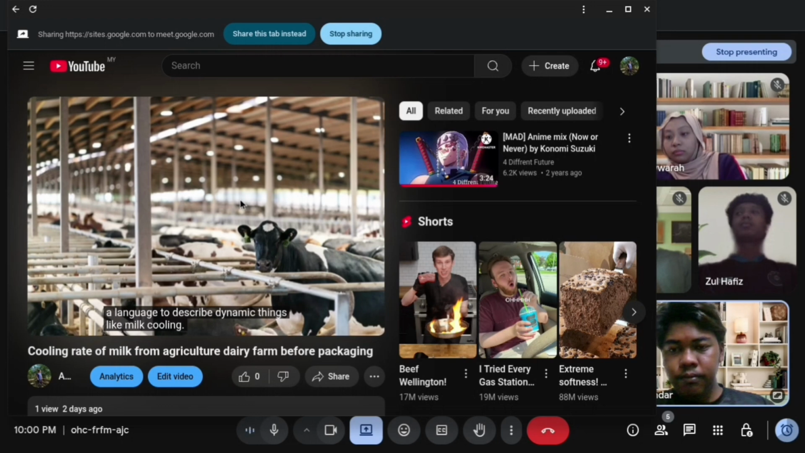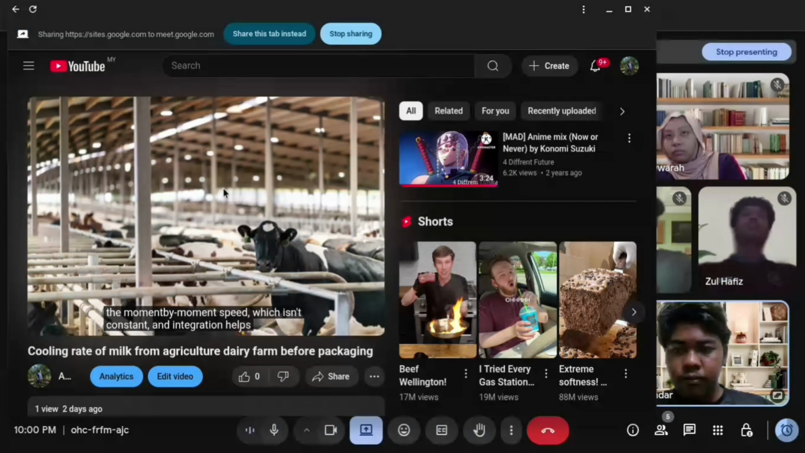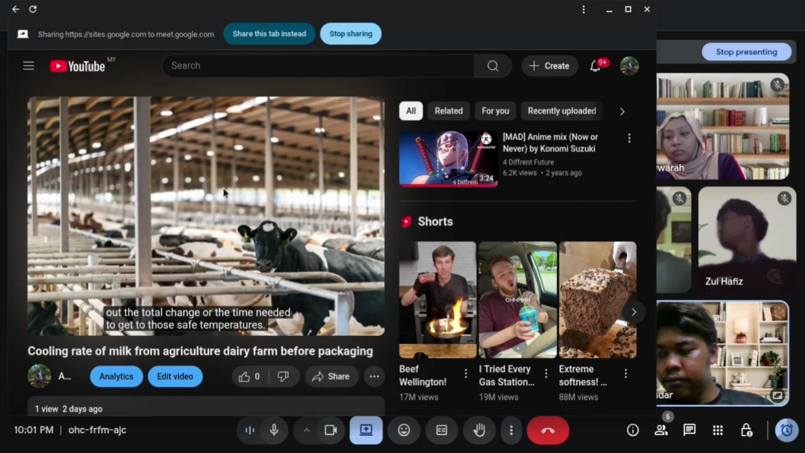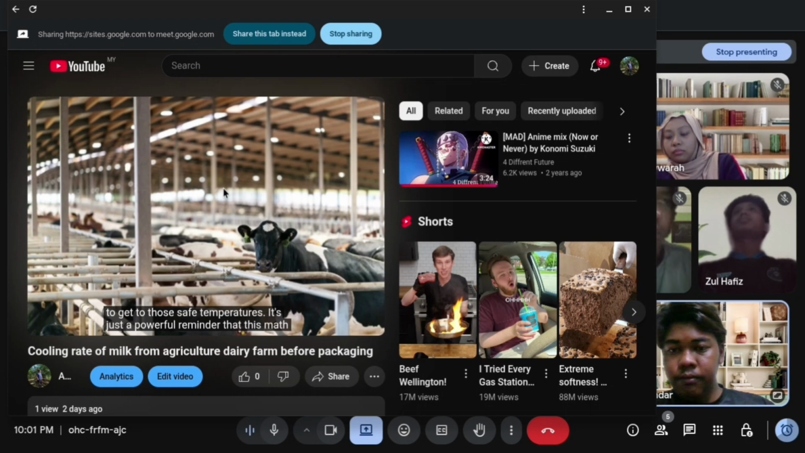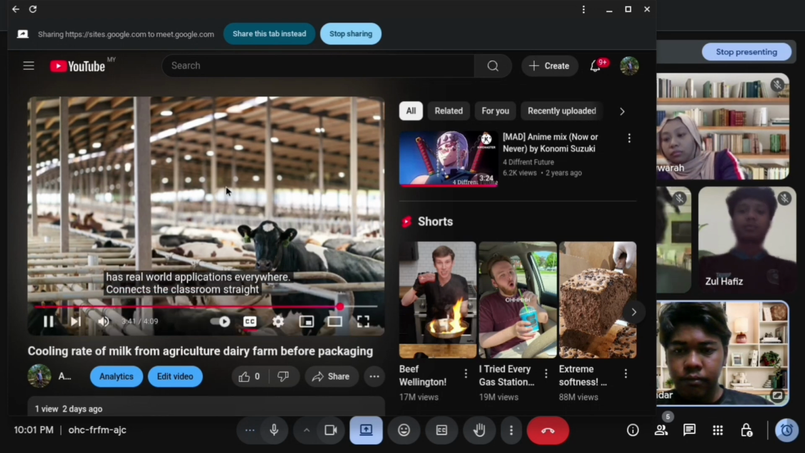Milk cooling: differentiation nails the moment-by-moment speed of change, and integration helps figure out the total change over time. Powerful. This has real-world applications everywhere, from the classroom straight to the farm.